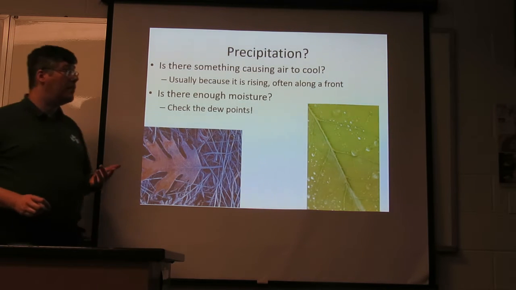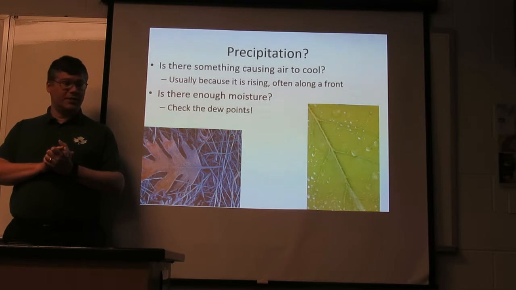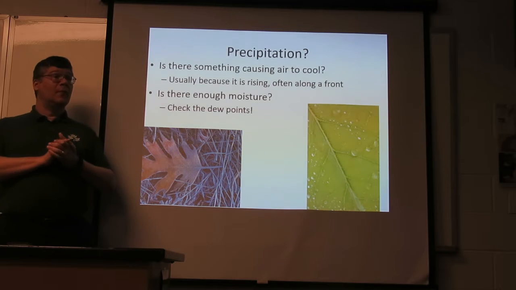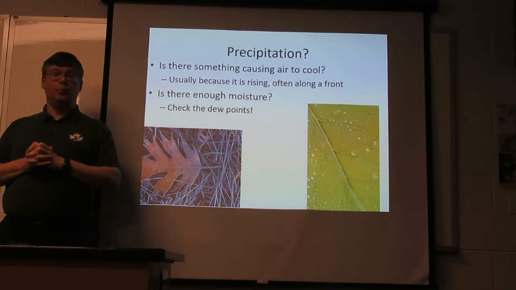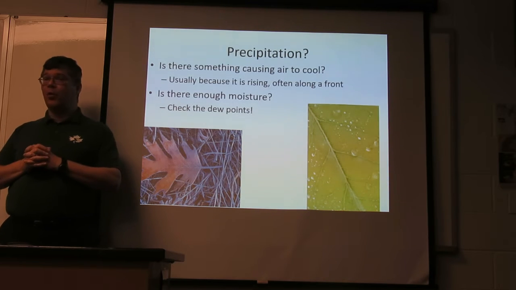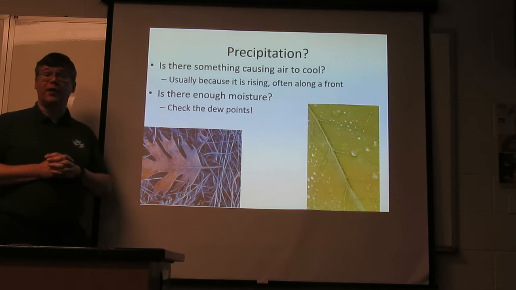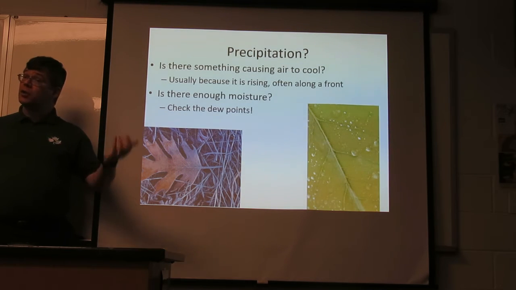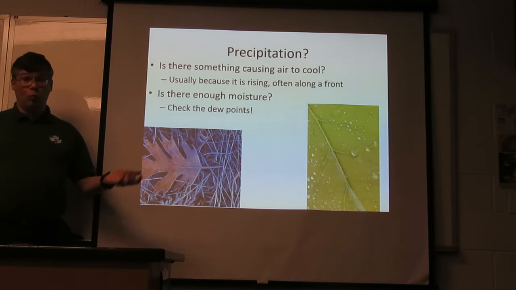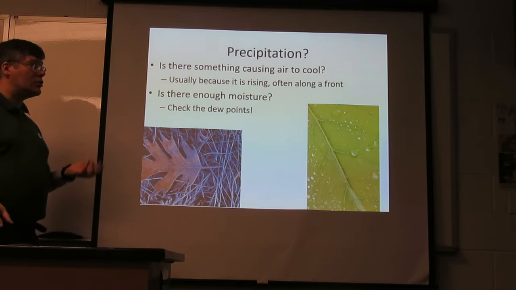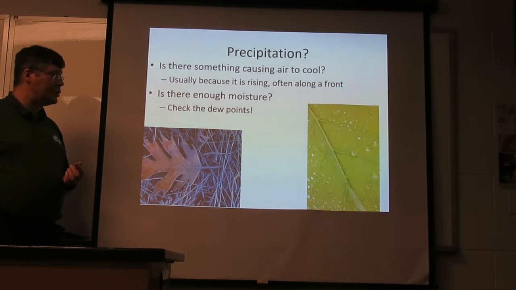Precipitation. Well, do we have air cooling off, such as it's rising? And how much moisture is in the air? I'll check on the dew points. Is the dew point very low compared to actual temperature? Then we probably won't get precipitation. It probably won't cool down that much. If the dew point is close to the actual temperature, but a little lower, won't be hard to cool down to that and start making clouds and maybe either dew or frost or precipitation.